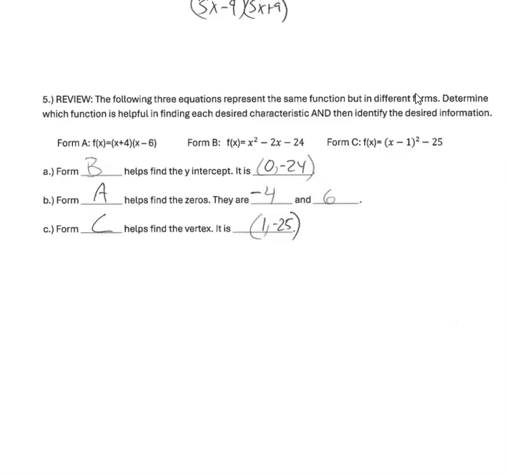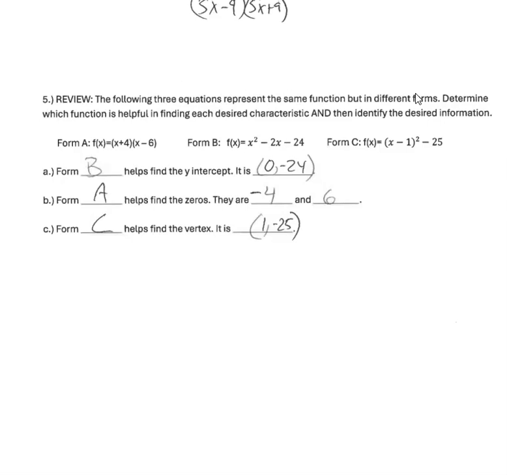And then lastly, on the review problem, the following three equations represent the same function but in different forms. Determine which function is helpful in finding each desired characteristic, and then identify the desired information. So you have it in factored form, standard form, and vertex form. The one that helps you get the y-intercept will be easiest in form B, standard form, and the y-intercept would be 0, -24.